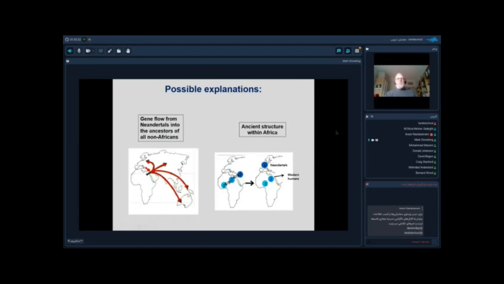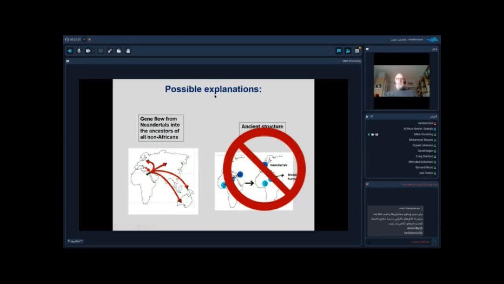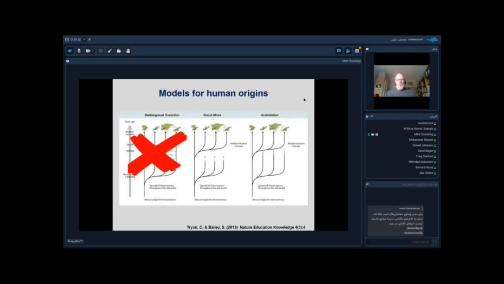The test I just told you about doesn't distinguish between these two, but there are other tests one can do that do. And when applying those other tests, this explanation is pretty convincingly ruled out. And so we're left with the explanation that there was indeed interbreeding between Neanderthals and the ancestors of all non-Africans. So with the aid of Neanderthal genomics, we can rule out Out of Africa with complete replacement, and we're left with Out of Africa with assimilation, where there's around 1 to 2% Neanderthal ancestry in non-Africans.